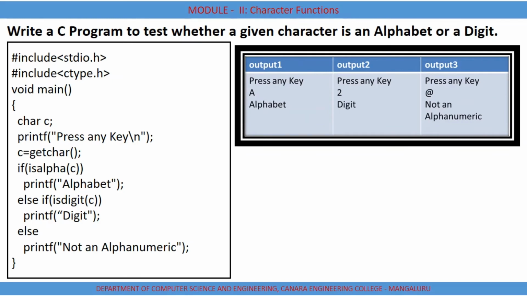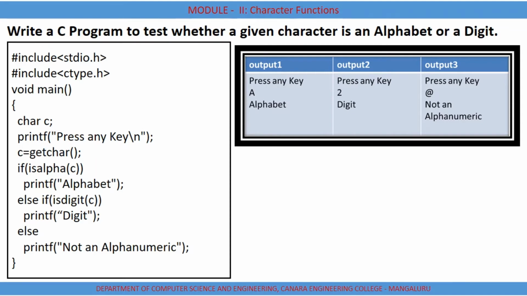Now in the previous slides, we have seen that C supports a set of built-in character functions which can perform various tasks related to the characters. All these character built-in functions are defined under the header file ctype.h. Now we'll see a sample program by making use of these built-in character functions.